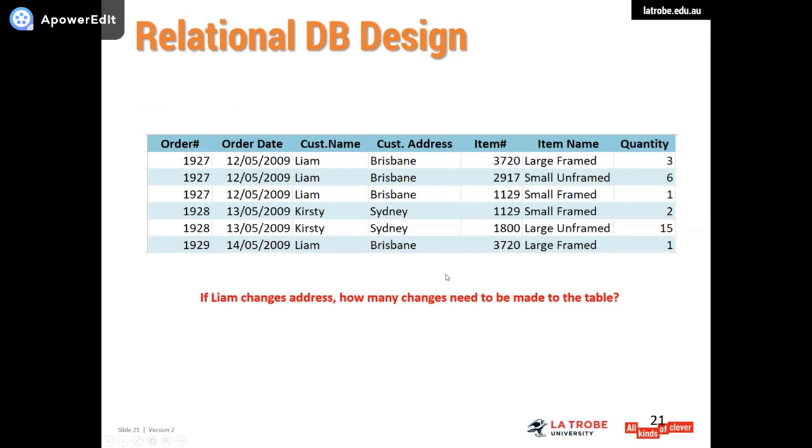So obviously the answer is 4. You have to change these 4 places of Liam's address. So you may ask, can we use the self-reference? So first is the main one, the other is just a reference to the first one. Yes, then you can only change once.